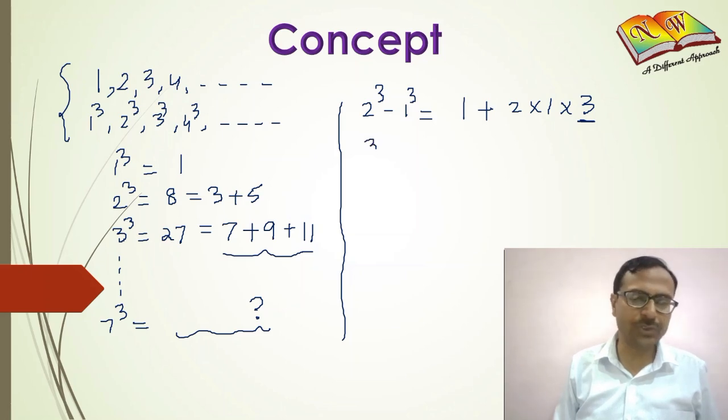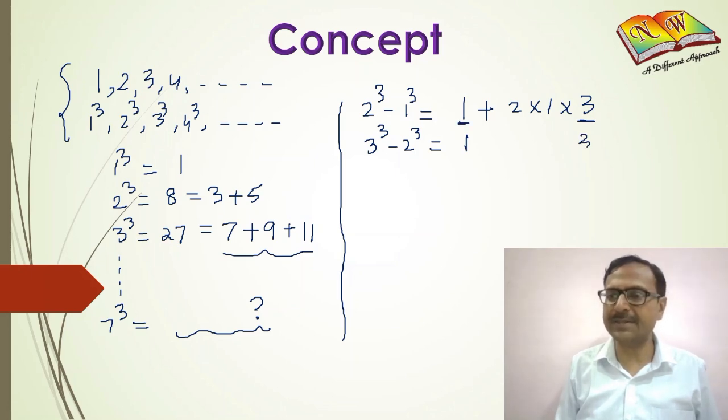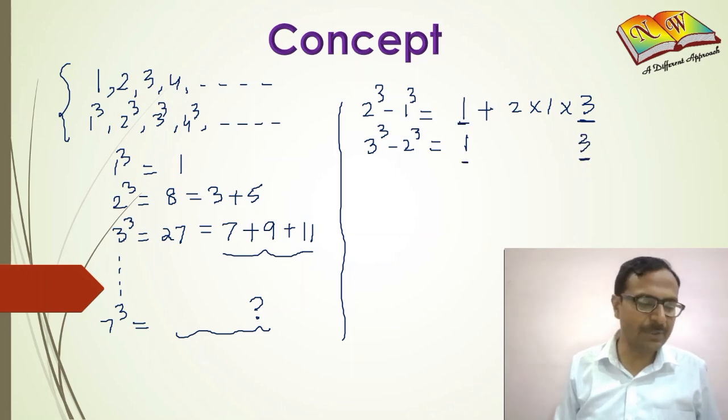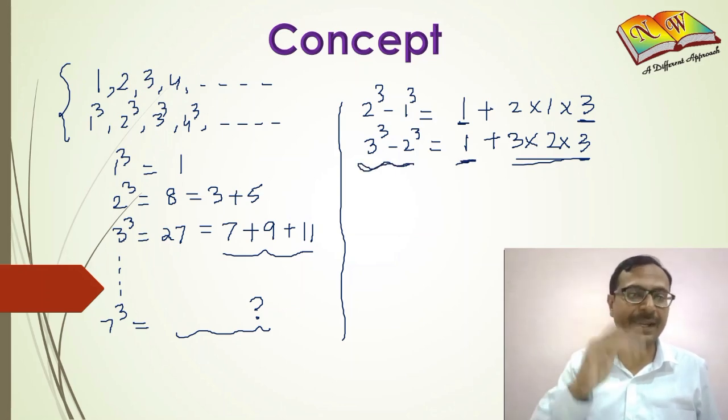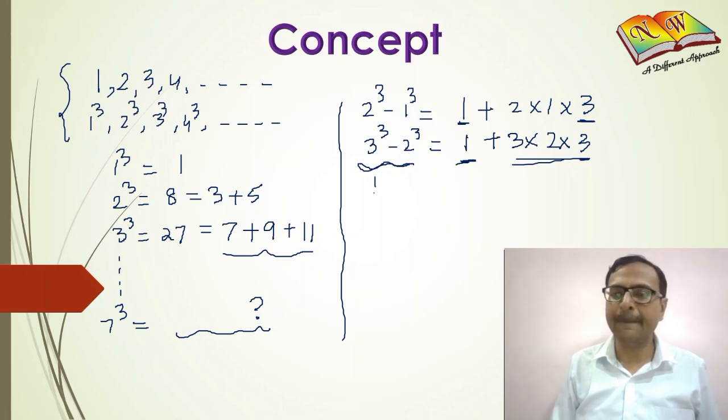If I try to do 3 cube minus 2 cube, the 1 will remain the same and the 3 will remain the same, these two numbers. In between, we will increase the numbers by 1, like 2 becomes 3 and 1 becomes 2. Now check, 3 times 3 times 2 is 18 and 1 makes 19, and 3 cube minus 2 cube is exactly 19. Following this pattern, you can actually find what is 11 cube minus 10 cube.